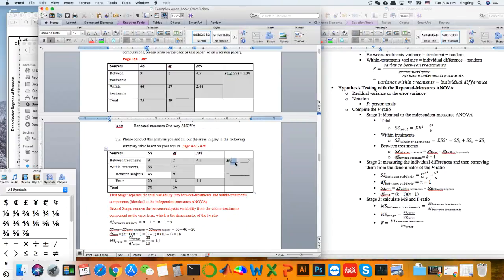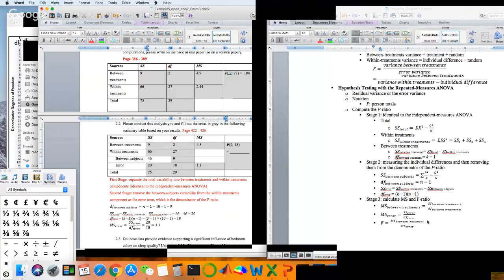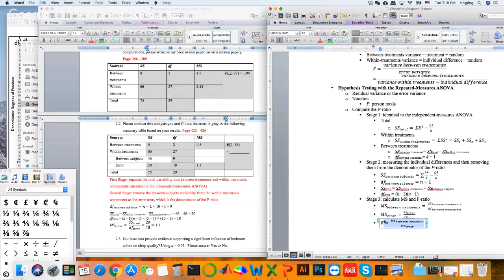So here is the df of the numerator. Sorry, the first one is here, right? The numerator of the F ratio, and the second one is the df of the denominator of the F ratio, which is the error term, which is 18. So for the F ratio, we have the answer here, computed. Oh, not computed yet. Yeah, use this formula.